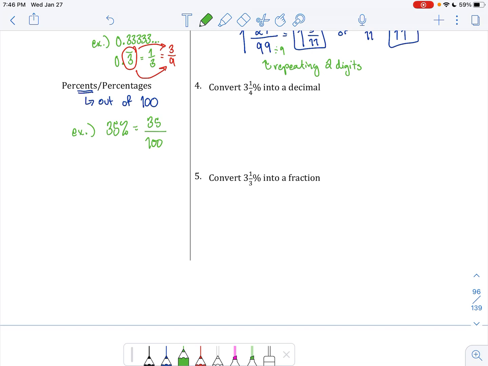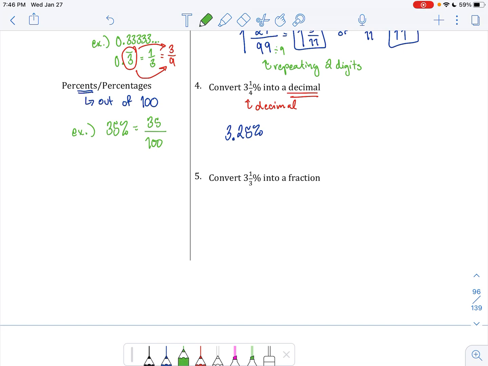Now in number 4, it says convert 3 1/4 into a decimal. Since it says it wants to go into a decimal here, I'm going to start by changing the number into a decimal. So in this case, 3 1/4. This is 1/4. Hopefully many of you do know as a decimal is 3.25. If you don't, you can use long division or you can multiply by 25 to make it out of 100.